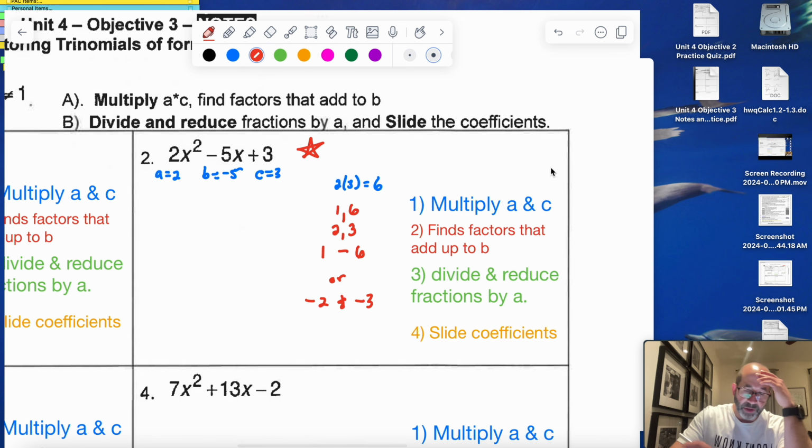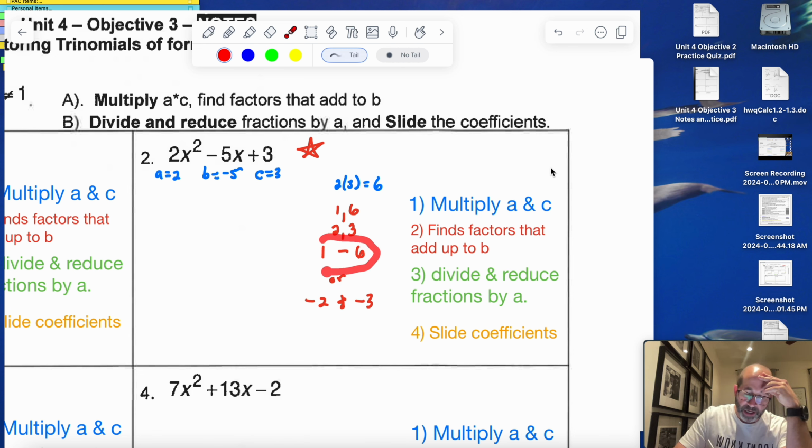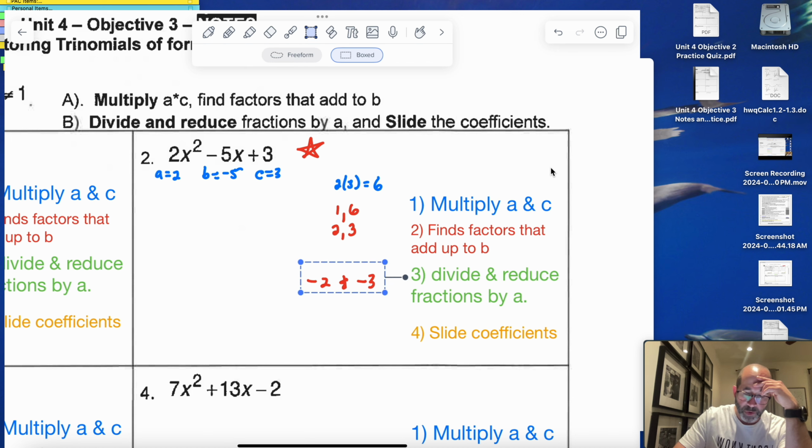Now, when we check this one, this is where you've got to be careful. 1 and negative 6 will give me a negative 5 when I put those together. But when I multiply these together, 1 times negative 6 does not equal a positive 6. However, negative 2 and negative 3, when we put them together, do add up to negative 5. And negative 2 and negative 3, when we multiply them, do multiply to equal 6. So we know that the correct one for this is not 1 and negative 6, but rather negative 2 and negative 3. So we're going to move those up there. And we're going to continue the process.